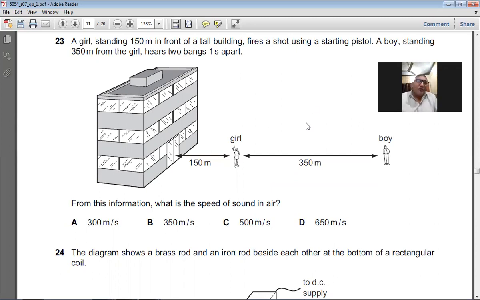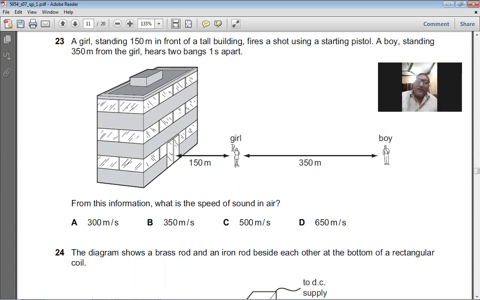Okay, so you see, when this girl fires the pistol, one sound will move directly from this girl to this boy. So that sound will only cover 350 meters and the boy will hear the first bang. Another sound will go towards this building. It will cover 150, collide with the building, reflect from the building, again cover 150, and then it will cover 350 meters and reach the boy.